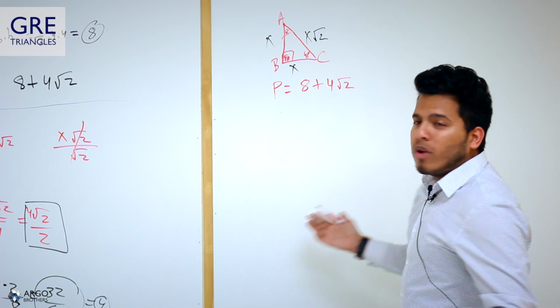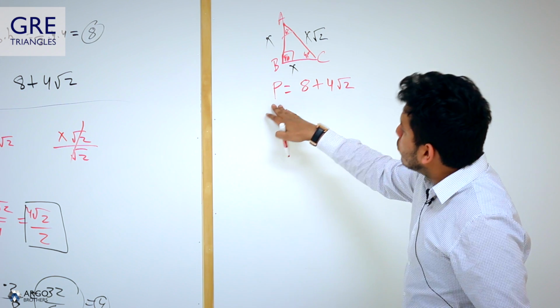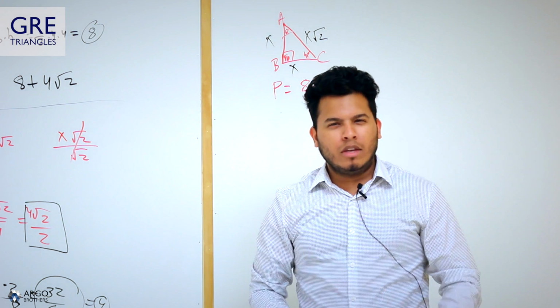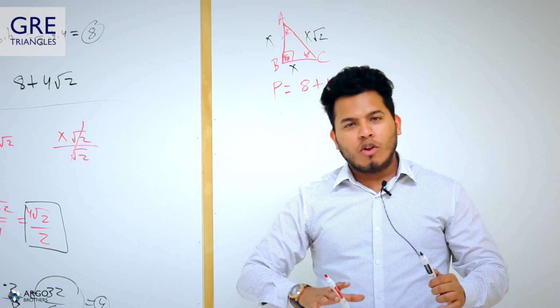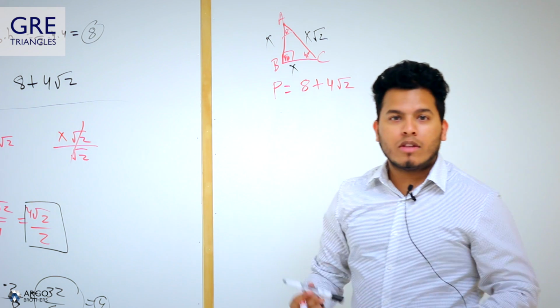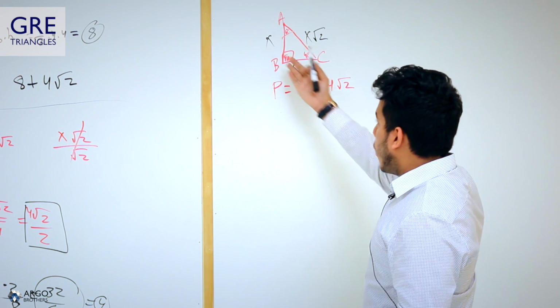And now, how do I go ahead and solve this problem? I want to find out the value of this. I know that the perimeter is equal to 8 plus 4 radical 2. This requires some out-of-the-box thinking, right? Well, not out-of-the-box thinking, but you really have to just understand and use the information that you're given, right? And you should know this formula.